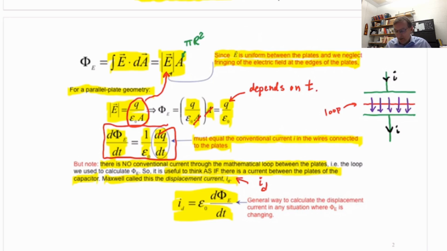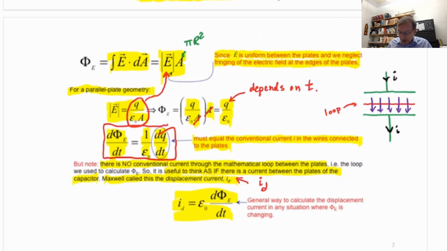The displacement current that we're pretending flows between or through our loop is equal to epsilon 0 times the time derivative of the electric flux through the loop. Because there is an electric flux through our loop. Absolutely there is. And it's changing with time because the electric field is changing.